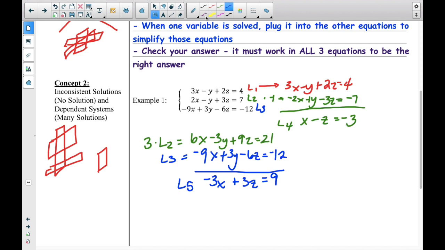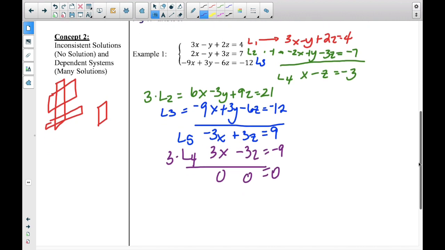Okay, now I can combine L4 and L5. So I'm going to take 3 times L4. And if I take 3 times L4, I'm going to get 3x minus 3z is equal to -9. Do you see what's about to happen? I'm going to add these together and I get a 0. Add these together, get a 0. Add these together and get a 0. And I think you know what that answer is, right? It's either no solution or many solutions. In this case, it is many solutions.